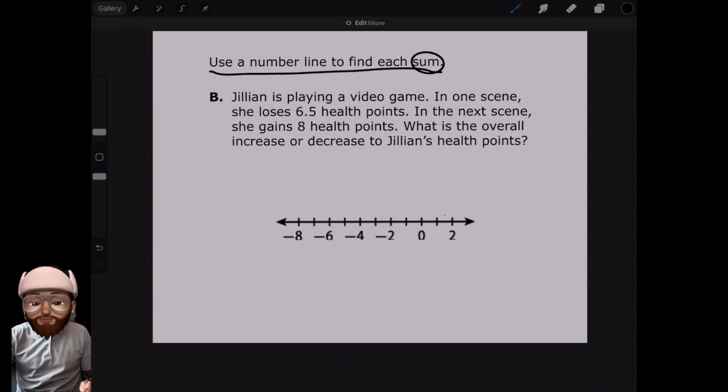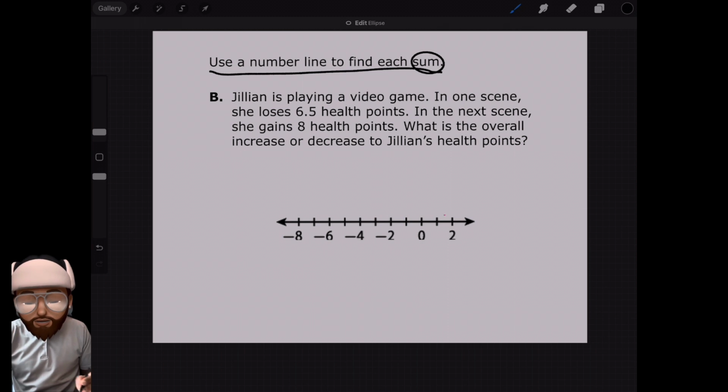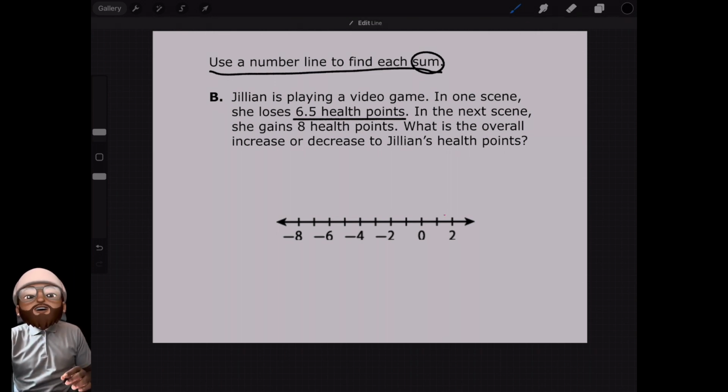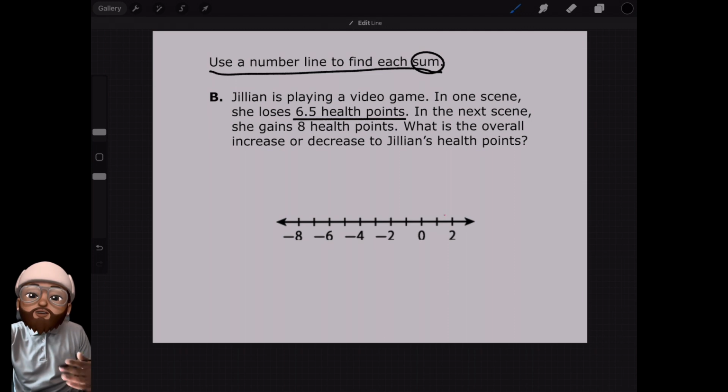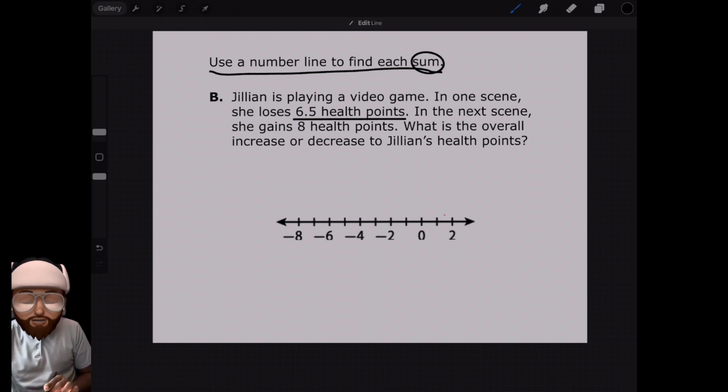So let's continue. Jillian is playing a video game. In one scene, she loses 6.5 health points. I'm underlining it because it's a number. Usually the numbers are important. If not, then you could always cross through it afterward once you figure out that it's not important. But it's always good to go ahead and underline things that you think are important as you're reading. In the next scene, she gains 8 health points.